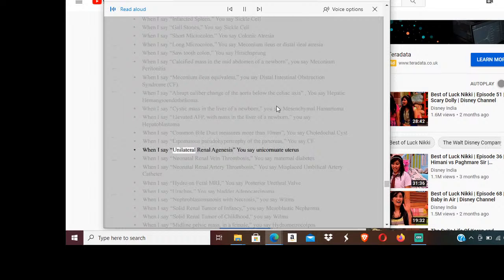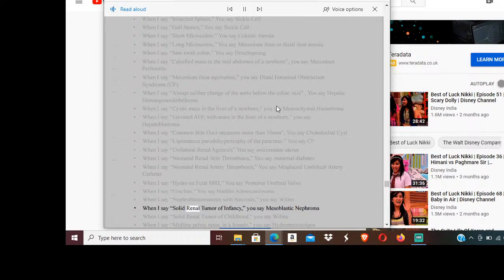When I say unilateral renal agenesis, you say unicornuate uterus. When I say neonatal renal vein thrombosis, you say maternal diabetes. When I say neonatal renal artery thrombosis, you say misplaced umbilical artery catheter. When I say hydro on fetal MRI, you say posterior urethral valve. When I say urachus, you say bladder adenocarcinoma. When I say nephroblastomatosis with necrosis, you say Wilms.